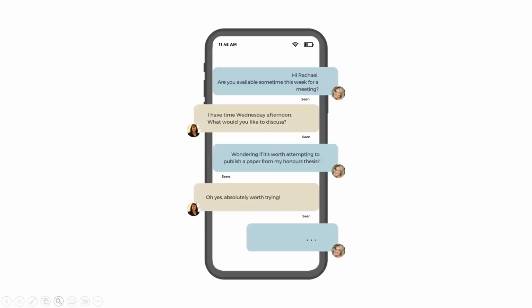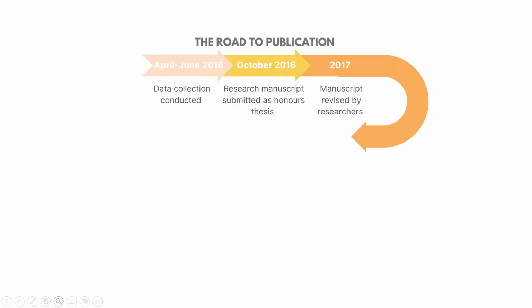Here's the supervisor and the student organising, hey, maybe we should actually submit this for publication. So this paper wasn't at the outset decided to be published. It was only after being graded that the student considered, should we try? And the supervisor said, yes. So next what they did was revise the manuscript, and this went over the course of a year.